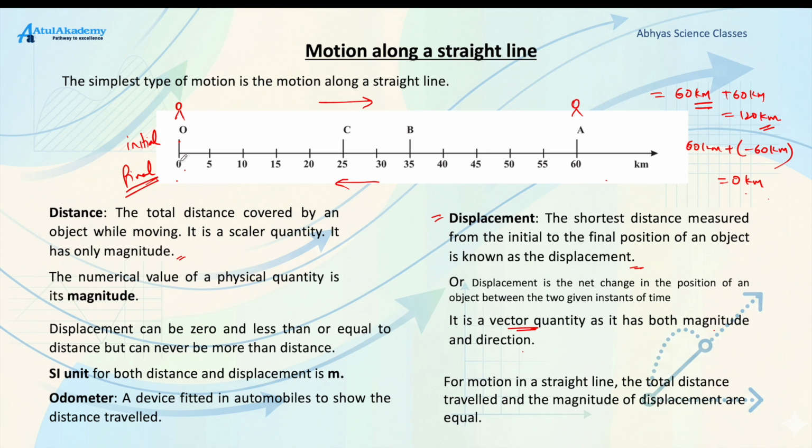Now let's say the object moved from O to A. Then we have to calculate the distance and displacement. That will be the same, 60 kilometer, because in a straight line, the total distance traveled and the magnitude of displacement are both equal, because it is not changing its direction and coming back. Now, displacement can be 0, which we got here. It can be less than or equal to distance, but it cannot be more than the distance. Okay. SI unit of both distance and displacement is meter.